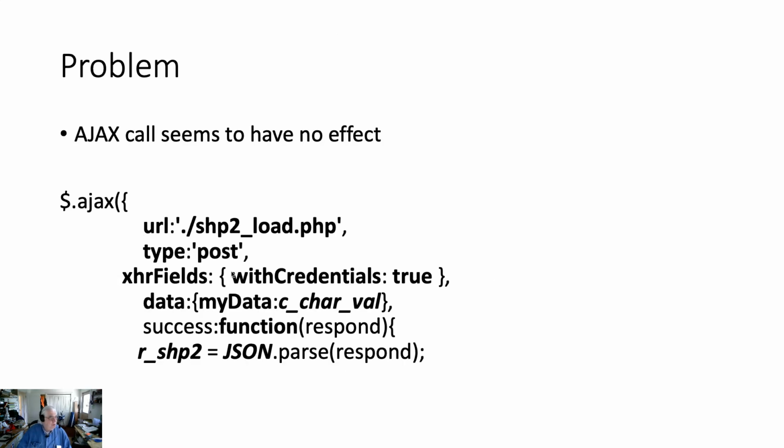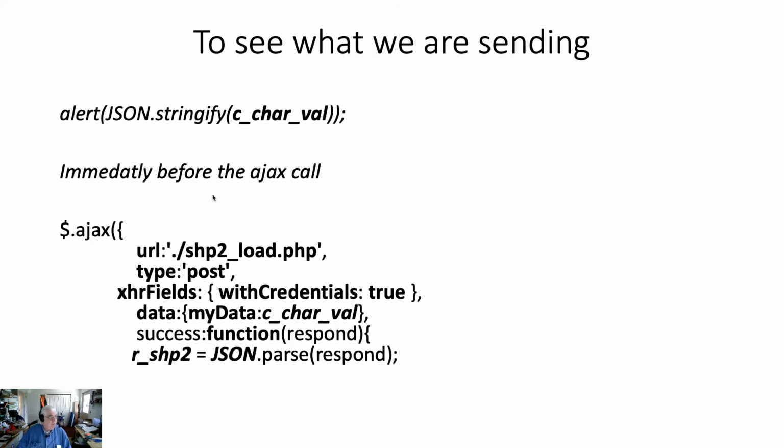But we know that we're passing my data, and it has the value of the array C_char val. How can we tell what that is? We know what we think it is, but it's obviously not working, so what is it really? Well, if immediately before the AJAX call we have an alert JSON stringify that array, then it won't make our program look very pretty, but the calling program will tell us what it's getting ready to send.